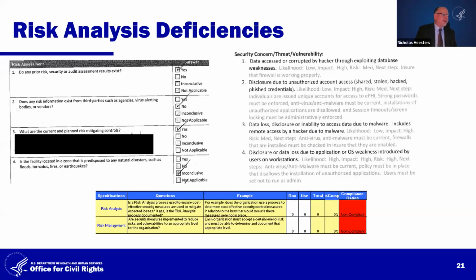Some other ones you can take a quick look at. The one there on the left. Are there any risk analyses that have been done? Yes, no, inconclusive. Information from third parties. What are planned mitigation controls? Having an inconclusive answer does not lend oneself to being accurate and thorough. So there's not much detail, comprehensiveness of risks in this risk assessment.